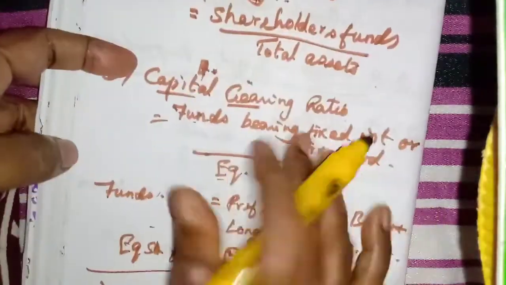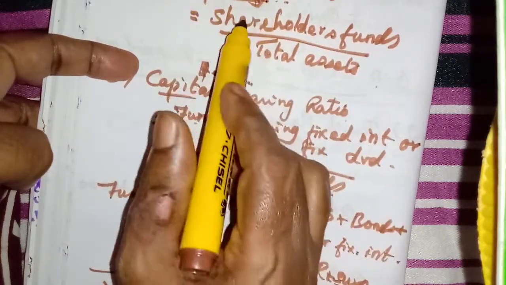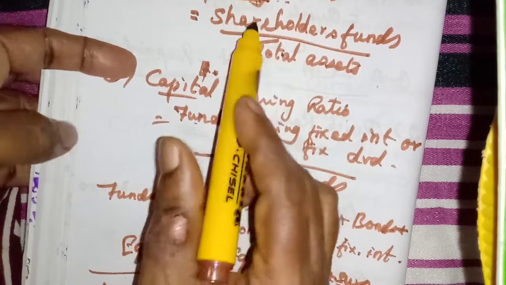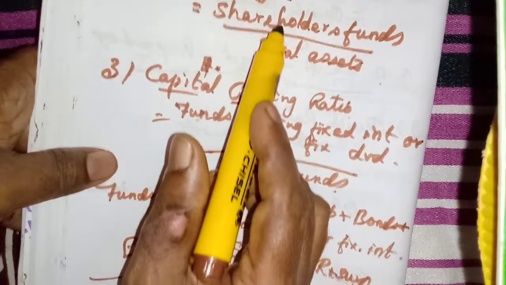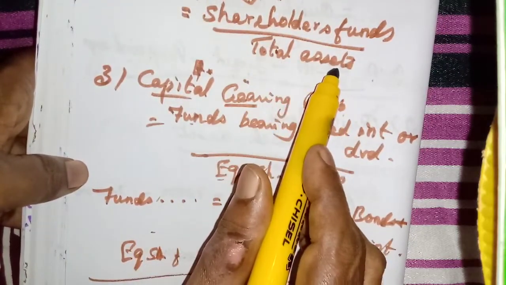Then second ratio, proprietary ratio. Here shareholders' funds, you have to think about only proprietors. They are shareholders' funds. Then total assets. Shareholders' funds we know: equity share capital, preference share capital, reserves and surplus. Total assets we know: all the current assets plus fixed assets.